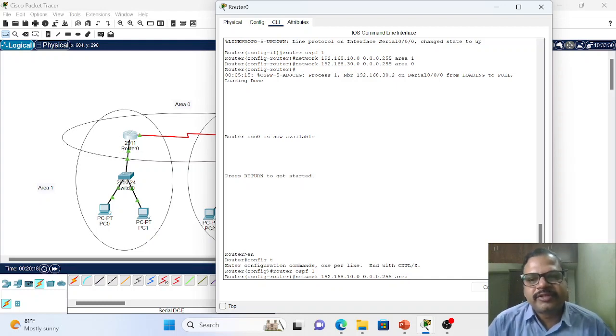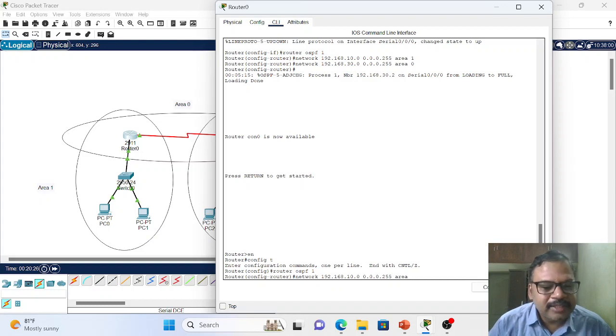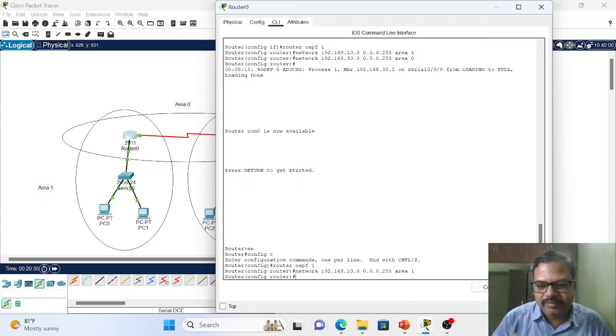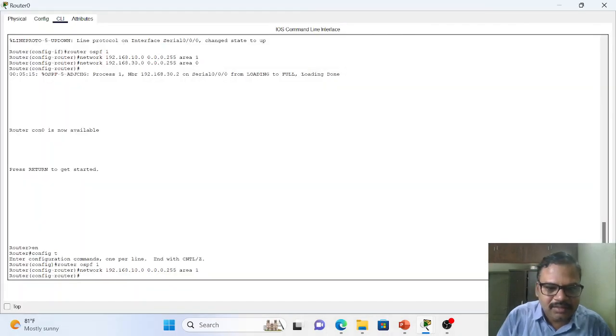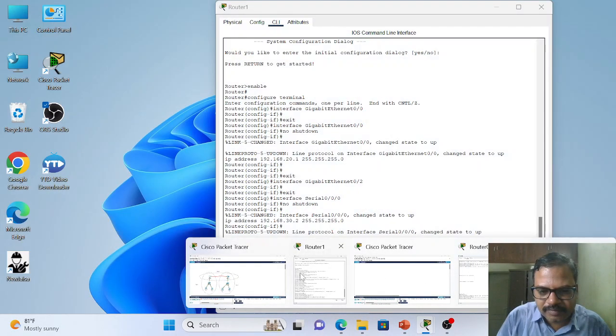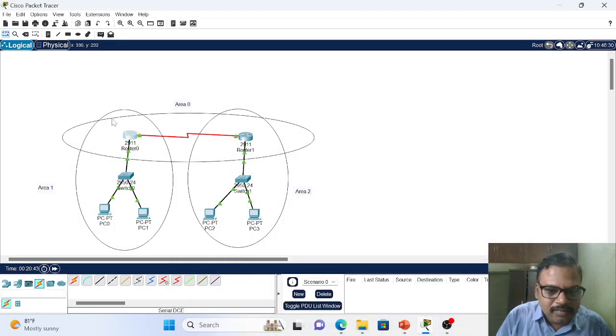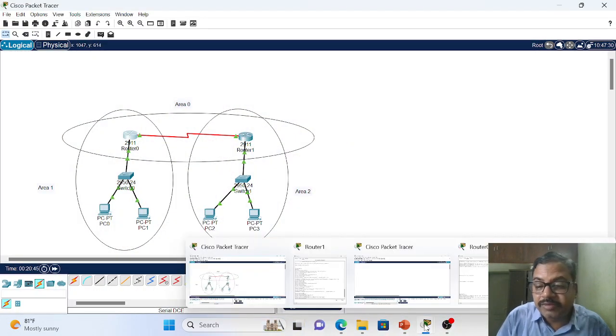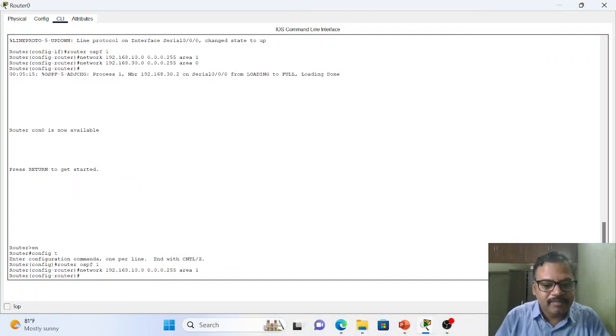In earlier protocols, RIP and EIGRP, we won't be specifying the area, but here we have to specify the area. So this network 192.168.10.0 is area 1. I'm writing area 1. And this router has one more area, area 0, which is the backbone area.